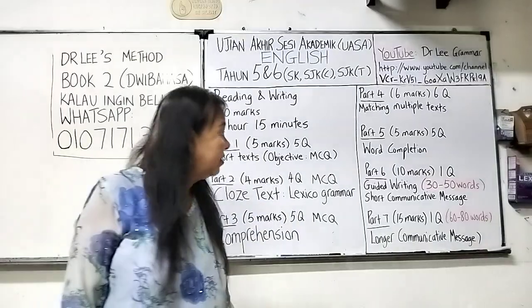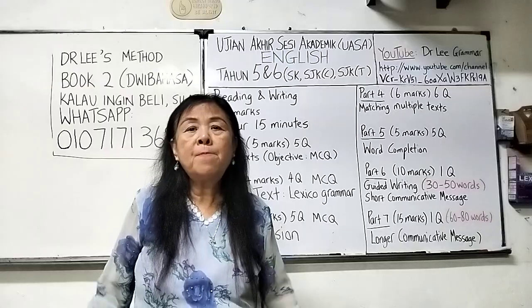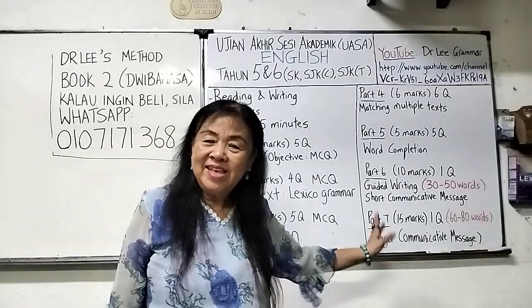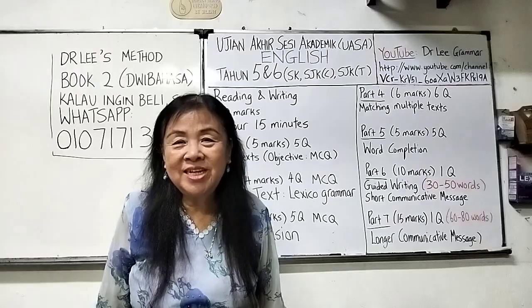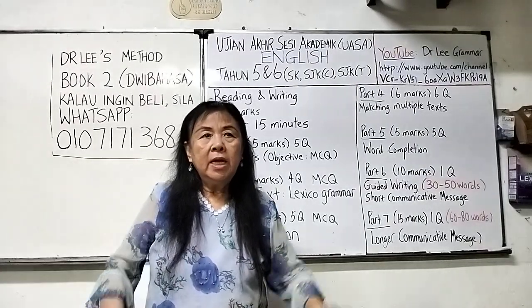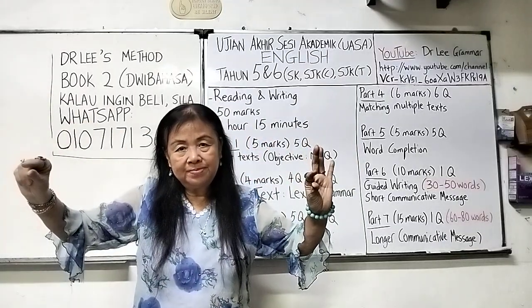What about part 5? Part 5 is word completion. Complete the word. Again, this is vocabulary, and this is actually dictionary style, whereby they will write one explanation.